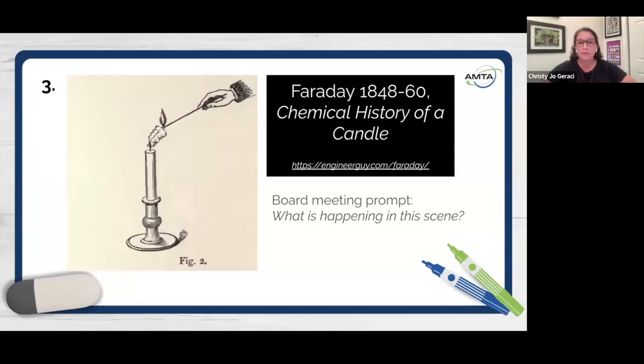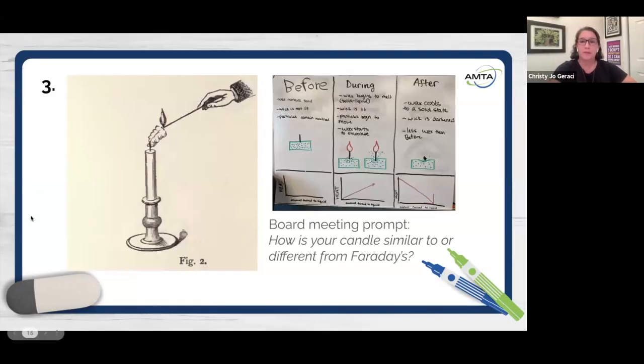So a board meeting prompt, you could just ask students what is happening in this scene and have them make a whiteboard of it. So here's an example of that whiteboard I showed you earlier. If they had already made this board in Unit 7 of the chemistry curriculum and you're studying combustion and you've just gotten through the combustion lab, this would be a great place to read some Faraday, or at least look at some of the diagrams in his writings. You could ask them, how is your candle similar to or different from Faraday's? And that can lead to a great discussion.